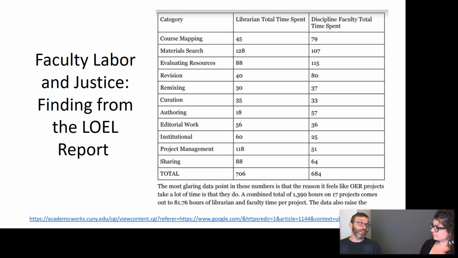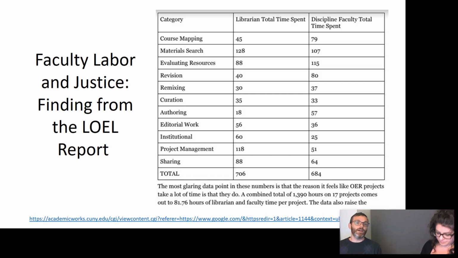If you've ever gone through a conversion process, which I know you have, it takes a lot of work, it takes a lot of time. There's a recent report called the Lowell Report, the Libraries as Open Education Leaders report, and that showed that each conversion took about 81.76 hours of librarian and faculty time. So it's a lot of time. It's over and above the normal course prep time for creating these conversions to OER, right? So we've got to think about that. We don't want to just be giving up our time.